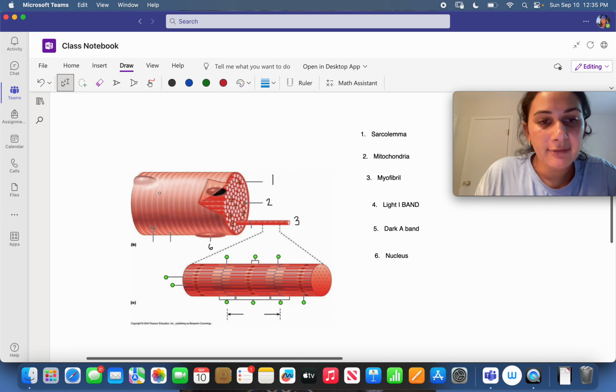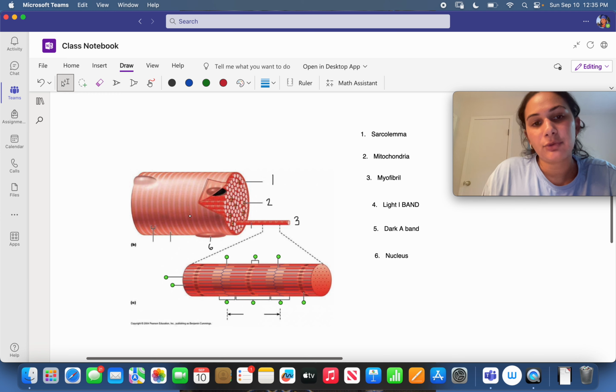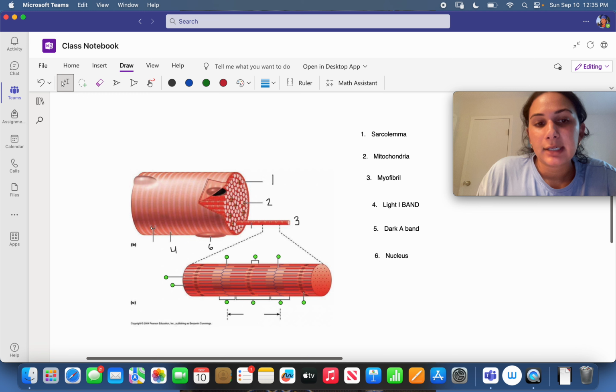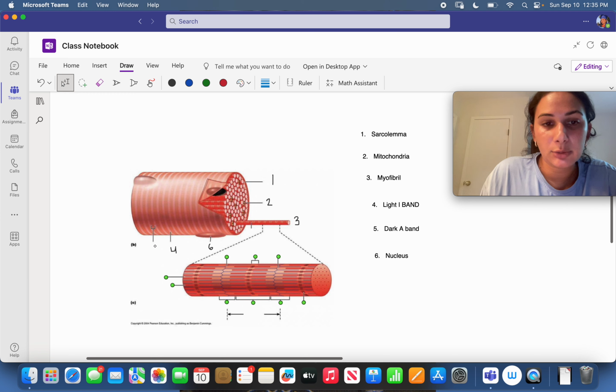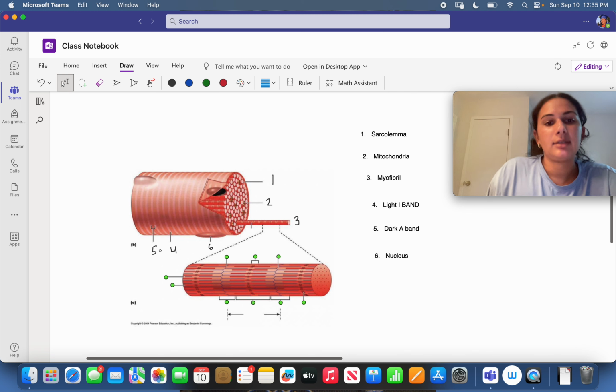Now, here we have the striated appearance of the muscle fiber. This light A band is going to be made up of thin actin filaments, which is why it's going to be getting a little bit lighter. But the dark A band does have the thin actin, but it also has the thick myosin filaments, which is why it's going to be a little bit more pigmented. So here we're going to have the dark A band.